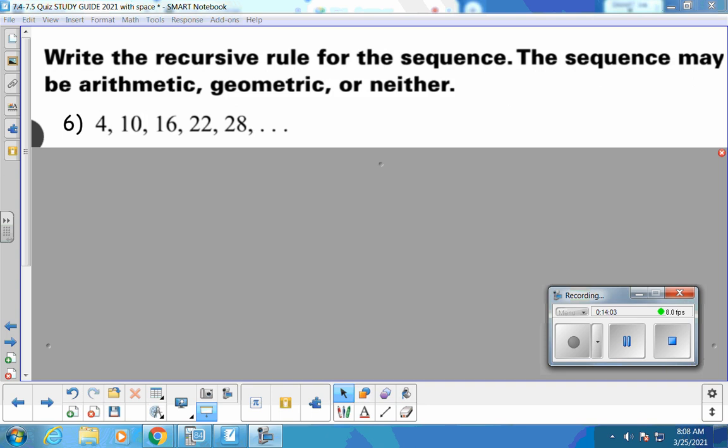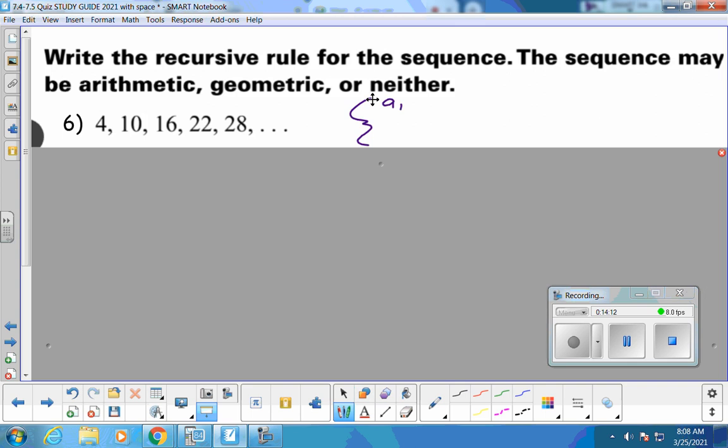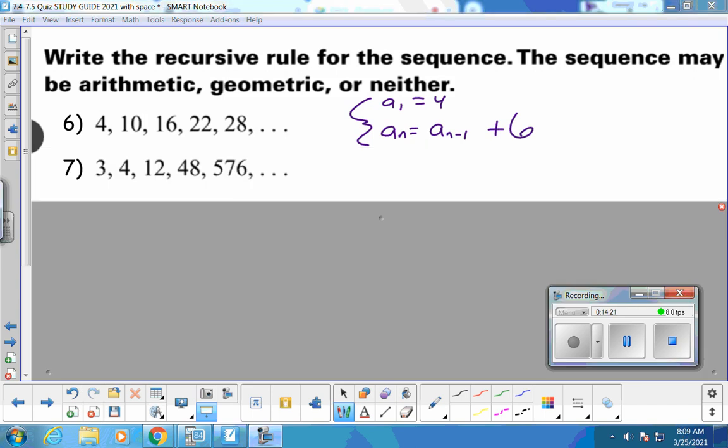4, 10, 16, 22, 28. Is this arithmetic or geometric or neither? If it's arithmetic, it's going to be a piece of cake to write it recursively. So all you have to do is say that A1 is 4, and then refer back to the previous term and add 6 on, right?